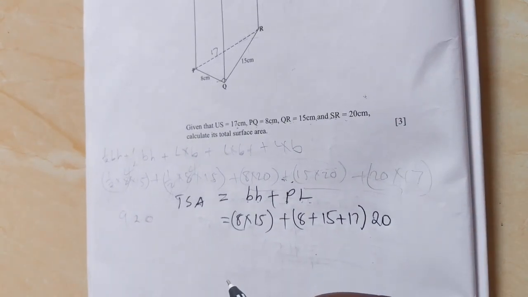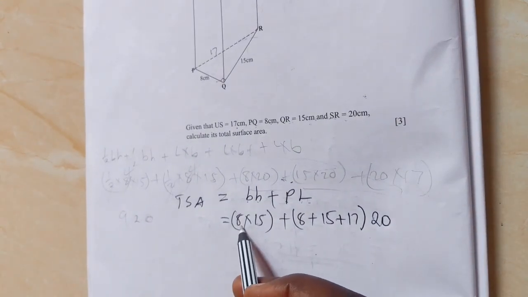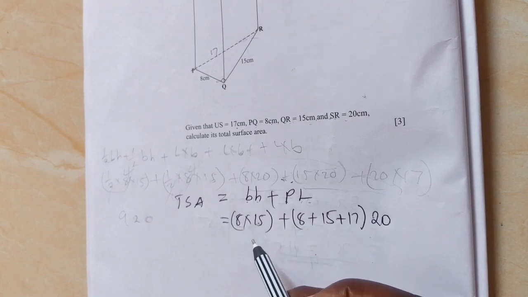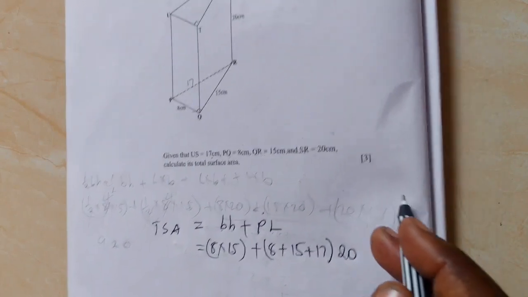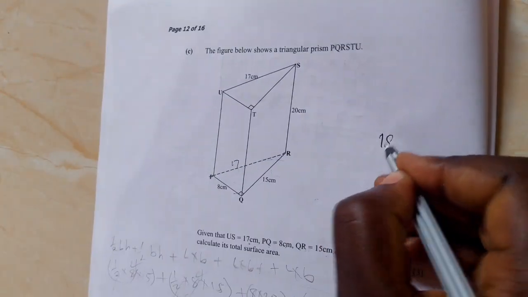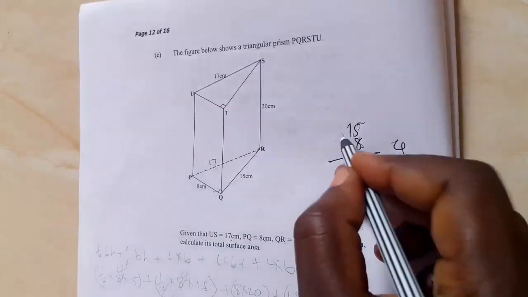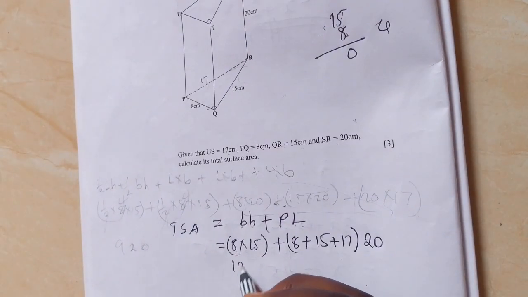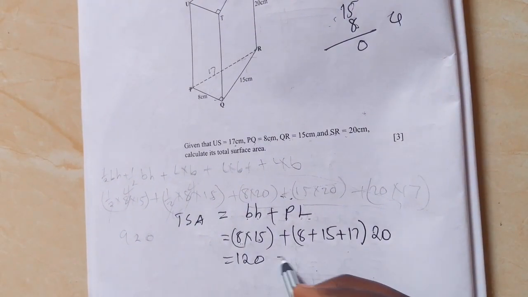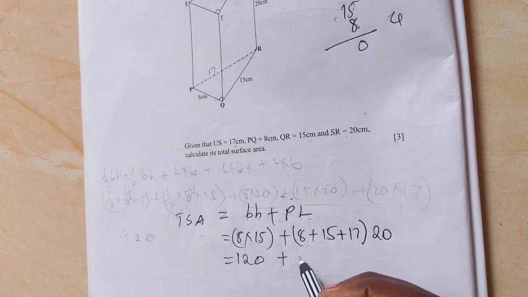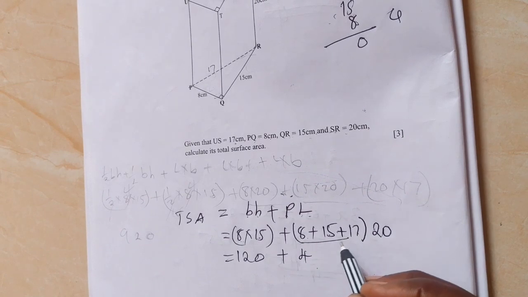So from here you're going to say 8 times 15. Remember, you're not supposed to use a calculator. 15 times 8. 8 times 5 is 40, write 0, carry 4. 8 times 1 is 8, plus 4 is 12. So you have 120. Plus 8 plus 15 plus 17 plus 17, when you add these, you are getting 40.